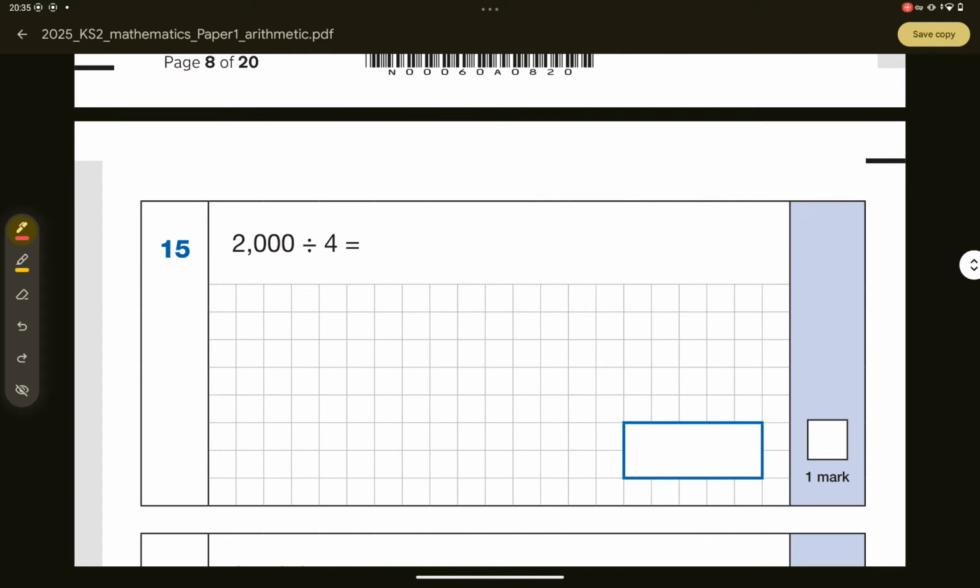Alright, 15, 2000 divided by 4. Just remove these 2 zeros. And then do 20 divided by 4, which equals 5. And then add the 2 zeros back, which equals 500.